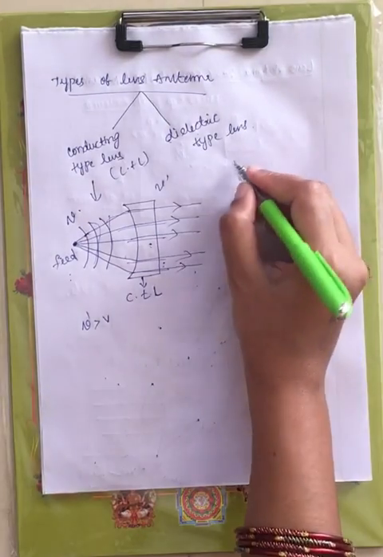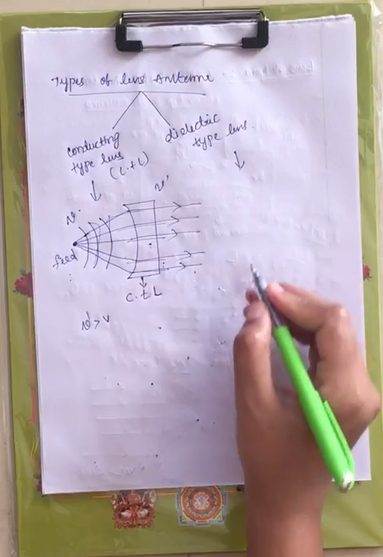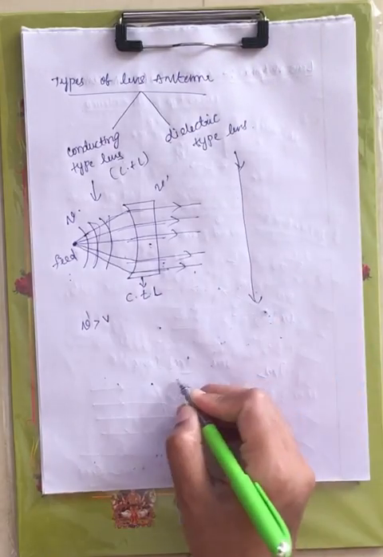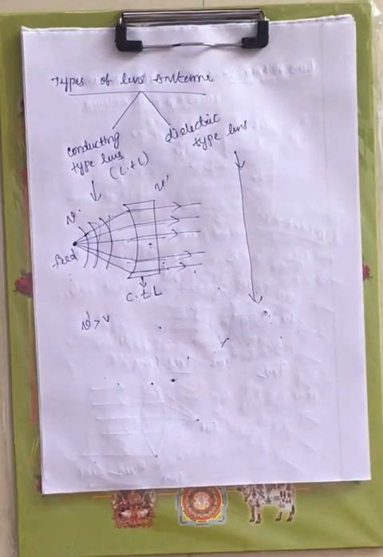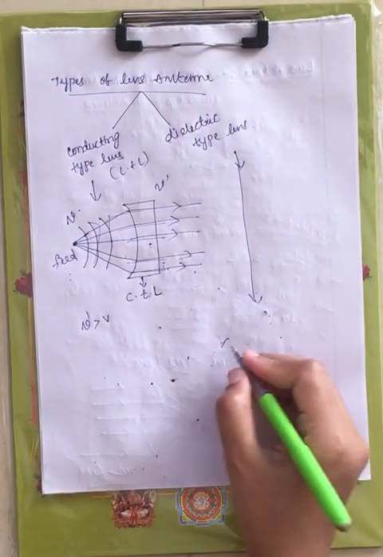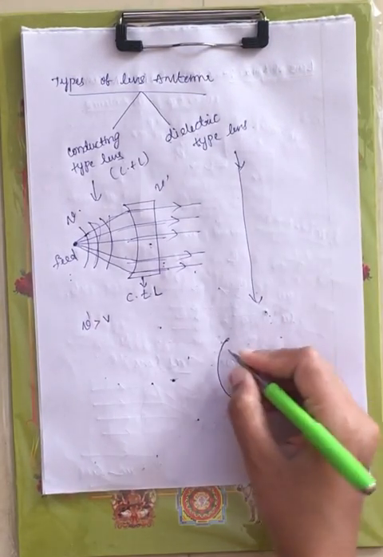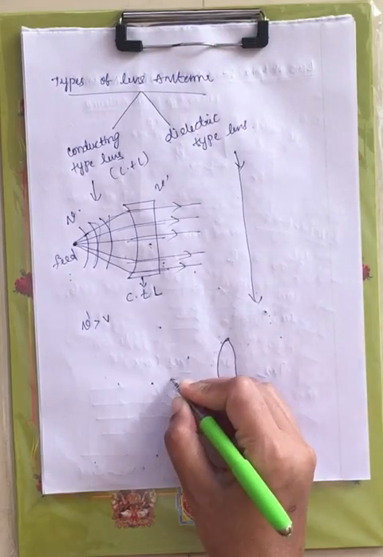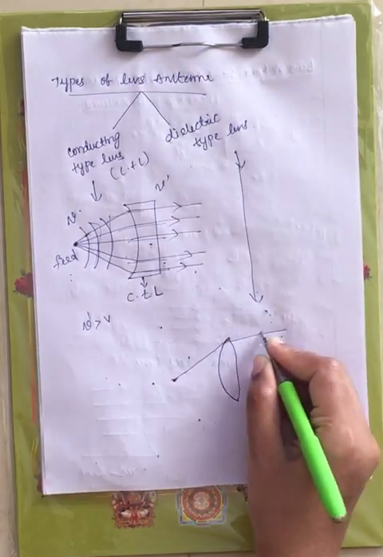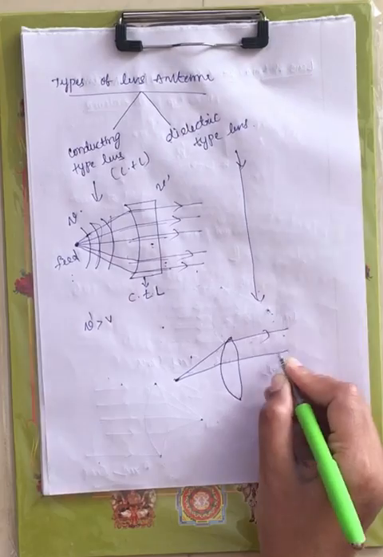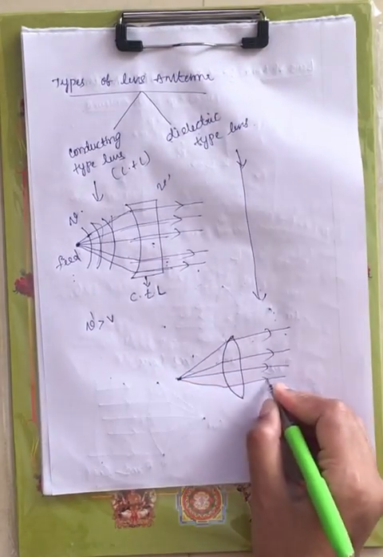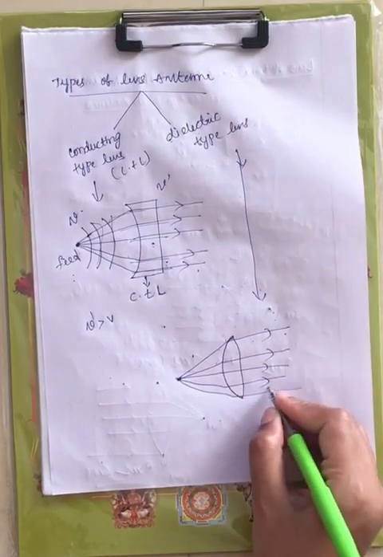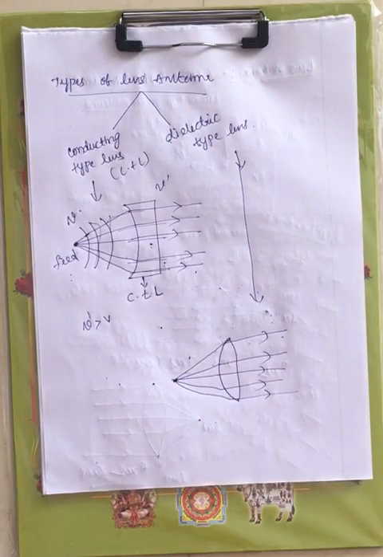If you see the dielectric type lens, first let me draw its structure. I will draw here. Spherical to planar, same thing. This is at your transmitter side. If it is at your receiver side, planar to spherical, right?